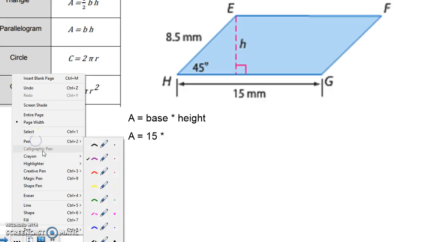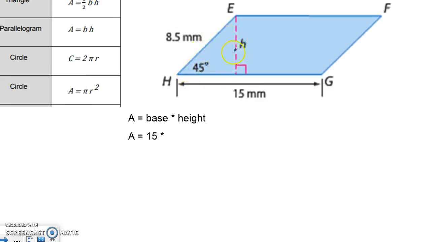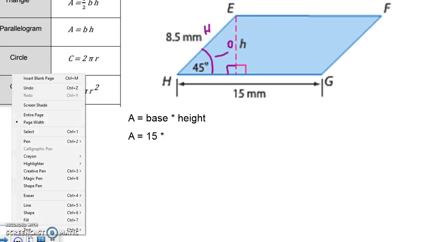But look what we have here. We have a little right triangle over here, essentially. And we can use either special right triangles or trig to figure out what h is. So I'm going to use trig because I feel like you guys are a little bit better at that. And the h is my opposite side. And this 8.5 is my hypotenuse in this little right triangle. So O and H, in case you don't remember, is sine.